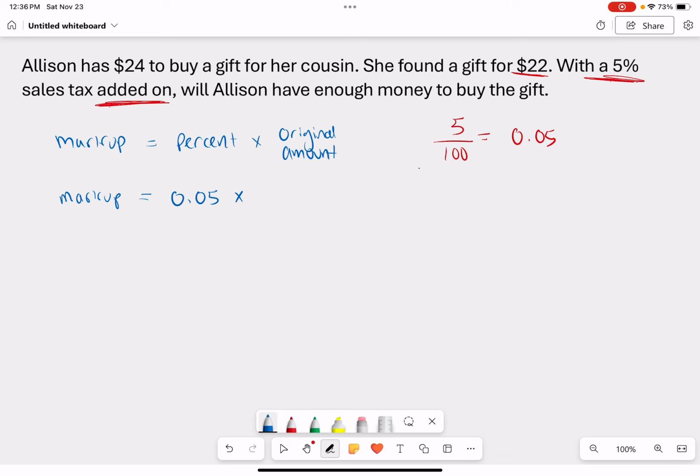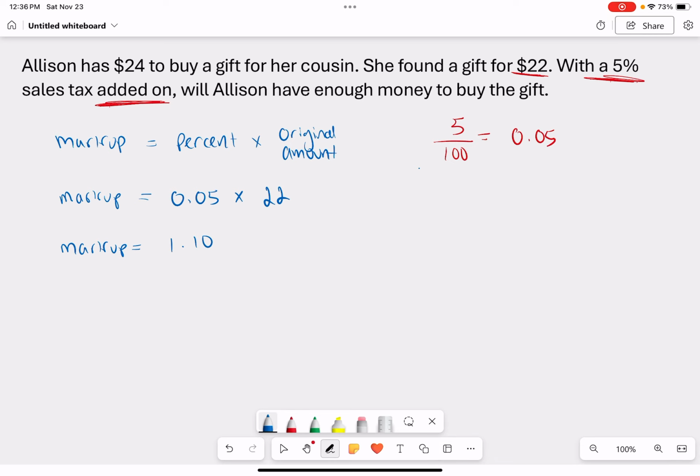Now, what is the original amount? Is the original amount the $24 that she has, or is the original amount the amount of what the gift cost? Well, it's what the gift actually costs originally, which is $22 without the tax. So we're going to write 22 right there, and we're going to get our calculator. I haven't actually done the problem yet, but we grab our calculator and we're going to multiply 0.05 times 22, and that will give us a markup of $1.10. We're going to write the dollar symbol at the end. But that's the markup.